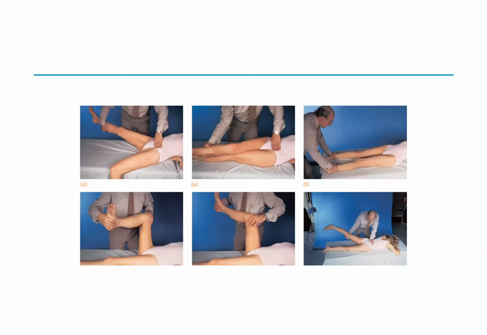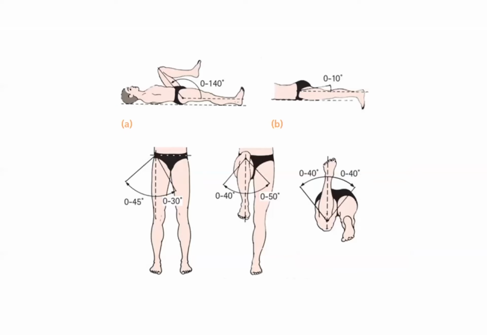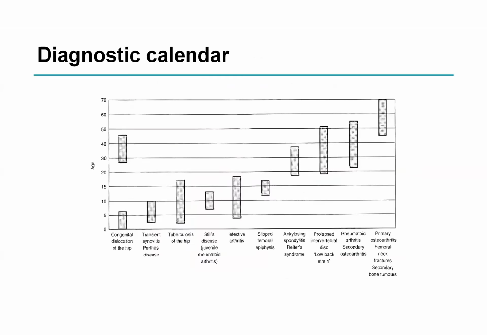So you'd be doing abduction, adduction, rotations, extension and flexion, and you can also do hip extension movements with the patient lying prone. At that point, you'd palpate the ischial tuberosities as well. And this is a reference for the normal range of movement in a hip joint. So typically, these are the values that you're going to record.